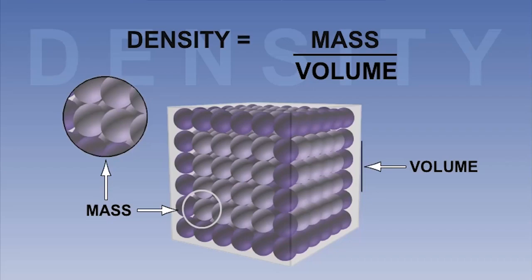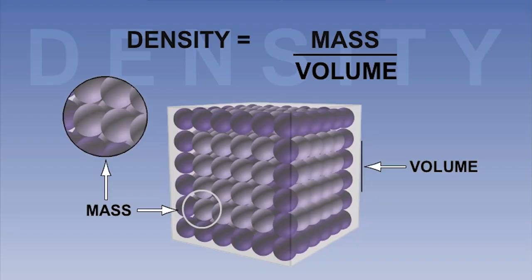Density is defined as mass per unit volume. In other words, how much material is inside a given space. Density can be expressed in many ways. The first way you've already seen. This is grams per cubic meter, or, in standard international units, kilograms per cubic meter.